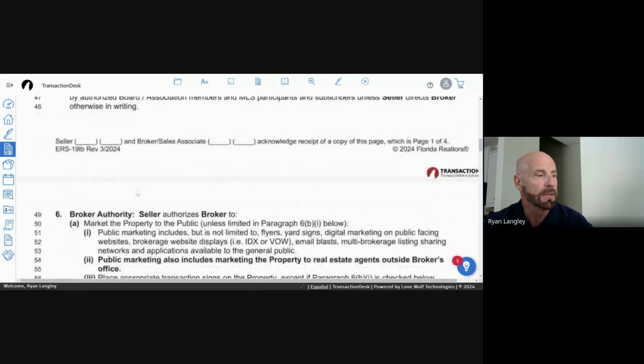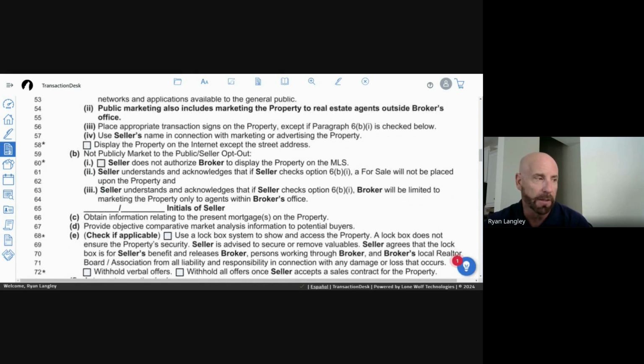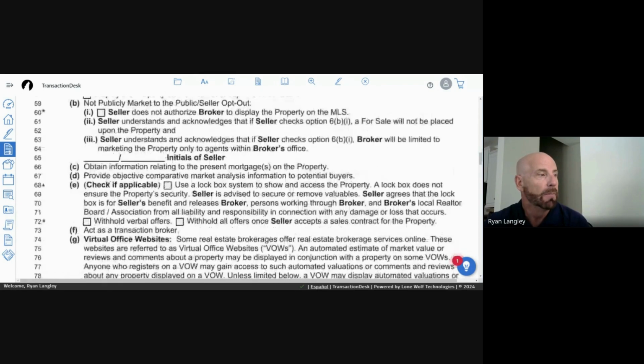Okay, multiple listing service, all the things that you guys do. Display the property on the internet except the street address. This is only if they don't want their street address displayed. I've never clicked that one. Seller does not authorize broker to display property on the MLS. That's happened before. But whatever it is, have them sign here.